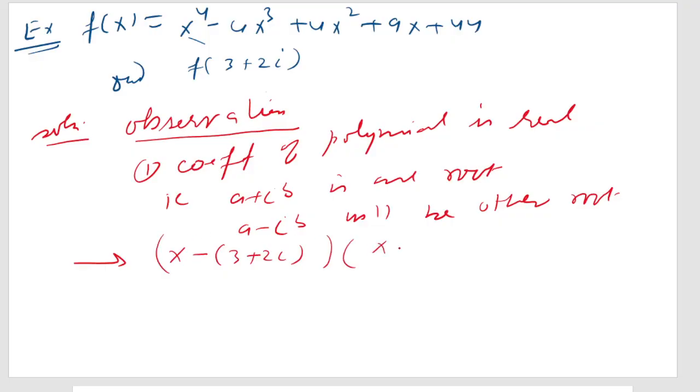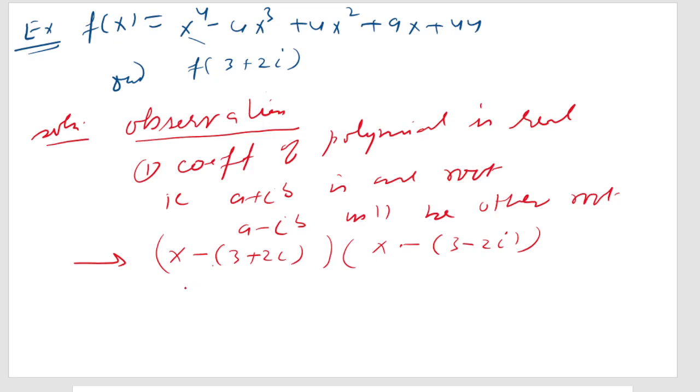The other root will be x minus 3 minus 2i. Conjugate pair, complex conjugate. So what does it mean? Essentially one root. So these are the roots. So what is the quadratic equation?